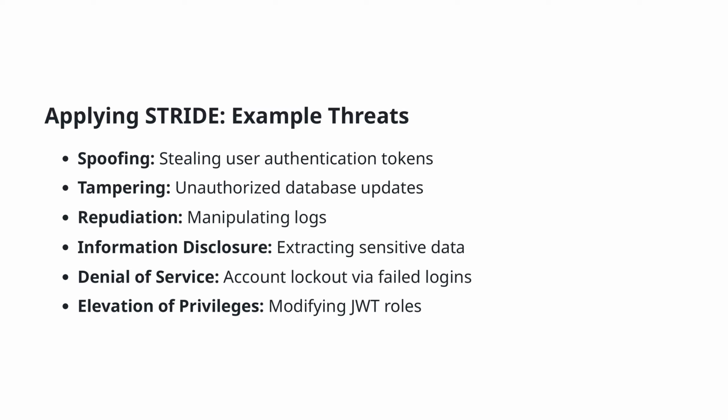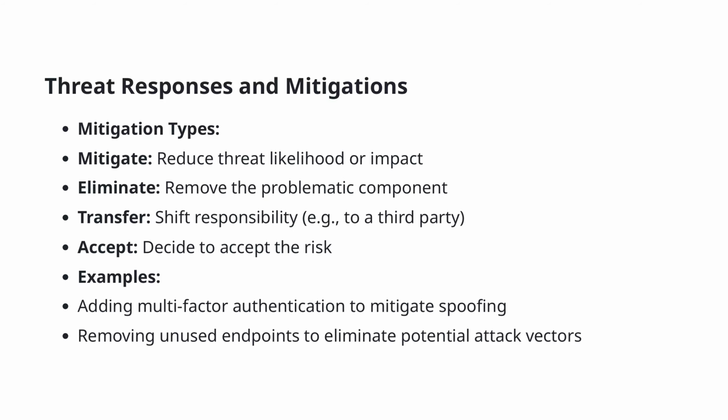By identifying these types of threats within the STRIDE framework, we can better understand potential vulnerabilities and take steps to address them effectively. Now let's discuss the various threat responses and mitigations you can employ to safeguard your systems. We'll focus on 4 primary mitigation types: mitigate, eliminate, transfer, and accept.